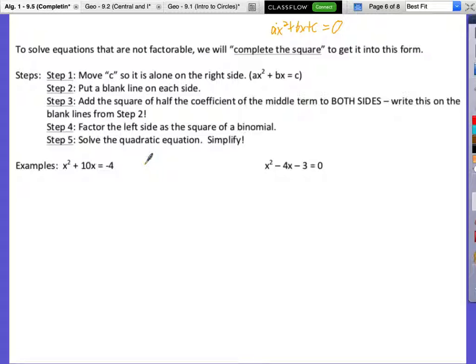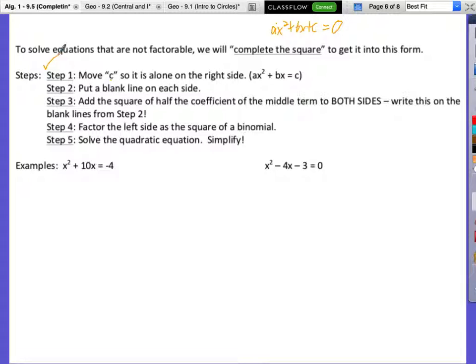Okay? So in this first step, we say our first step is to move C so it is alone on the right side. What is our C term right now? 0. Negative 4 is already on the right side, okay? It's already over here. And so is C already by itself? Yes. So we have only our variables on our left side. So for this setup, we want the variables on the left side, and that's it. So we already have that first step checked off.